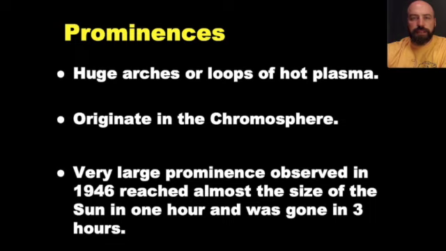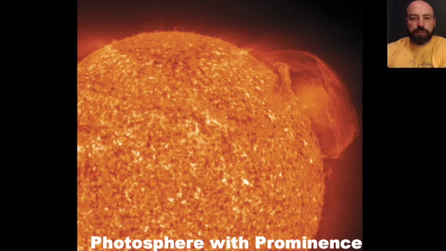They're caused by magnetic field, or they follow magnetic field lines, and they originate in the chromosphere. They can be very large. One was seen to be nearly the size of the sun itself. Here's a picture of the photosphere with a prominence. As you can see, it's being shot out from the main sphere of the sun. This is another one. I thought it was cool. It looked like a crazy devil rising out of the surface, so I thought it was a fun one.